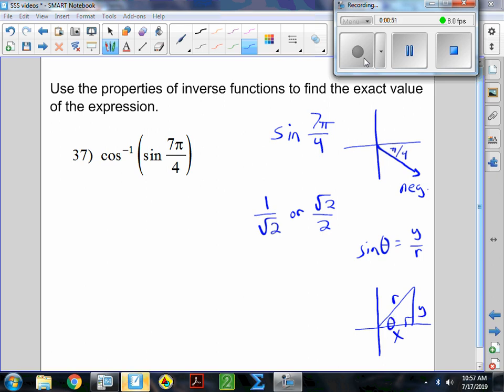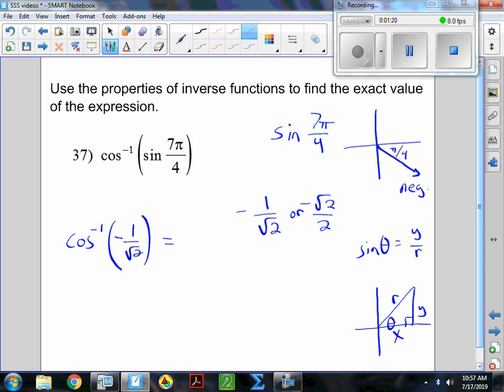So sine theta equals y over r. So because I'm in quadrant 4, the sine value would be negative y. So sine 7 pi over 4 is equal to negative 1 over square root of 2, or negative root 2 over 2. So now I'm finding what is the inverse cosine of negative 1 over root 2. In other words, what is the angle theta for which this is true?